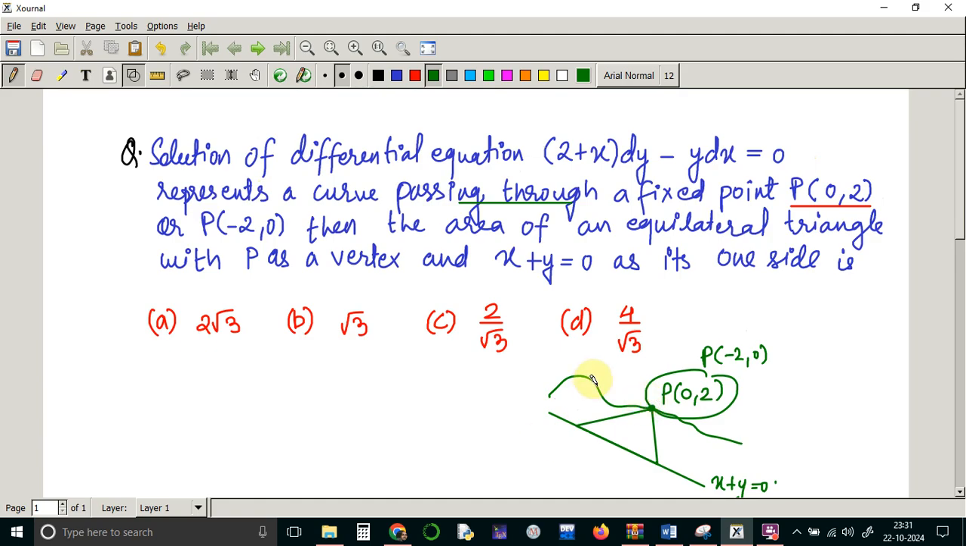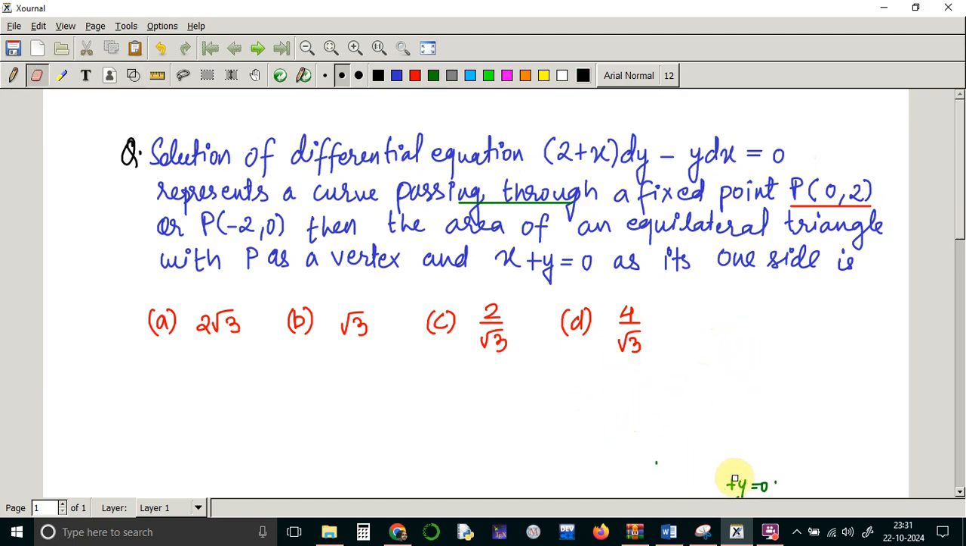And we don't know what the solution of that differential equation is. It could be a straight line or any curve, so we have to find the solution first. So we will find its solution and then draw a diagram, then find the area of the equilateral triangle. So let's find the solution of the differential equation.